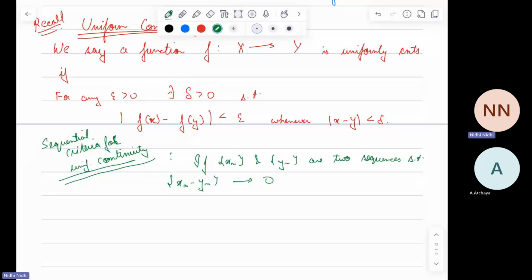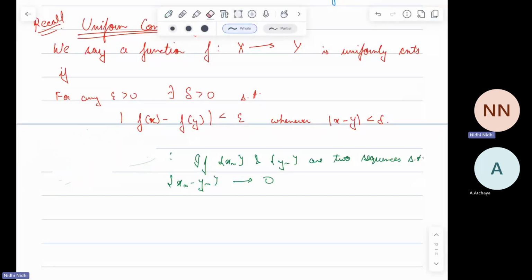We should not call it the sequential criteria. This is just a result for uniformly continuous functions, because in the sequential criteria we had if and only if: a function is continuous if and only if the sequential criteria holds. So we should call it just a result.